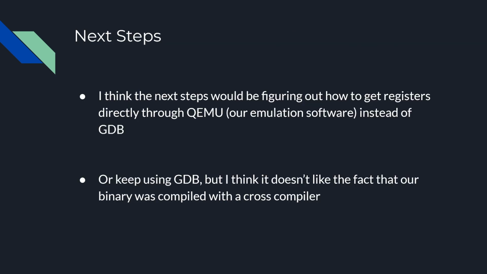So next steps for you, I think you could potentially see how to get registers through QEMU instead of GDB. That might be easier. I did a little bit of research on actually running QEMU with GDB, or through GDB, to view those registers, instead of just running the binary through GDB. So that's an option. Another one is you could keep using GDB, but again, I don't think it likes that it was cross-compiled, because it's just expecting a different architecture for some reason. Not exactly sure.